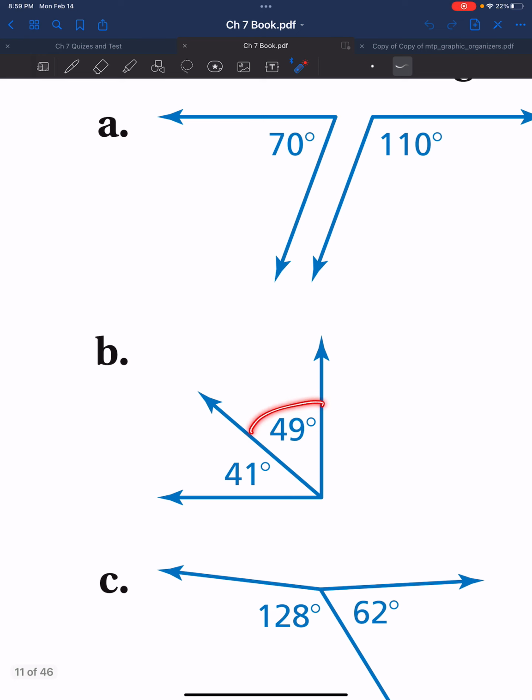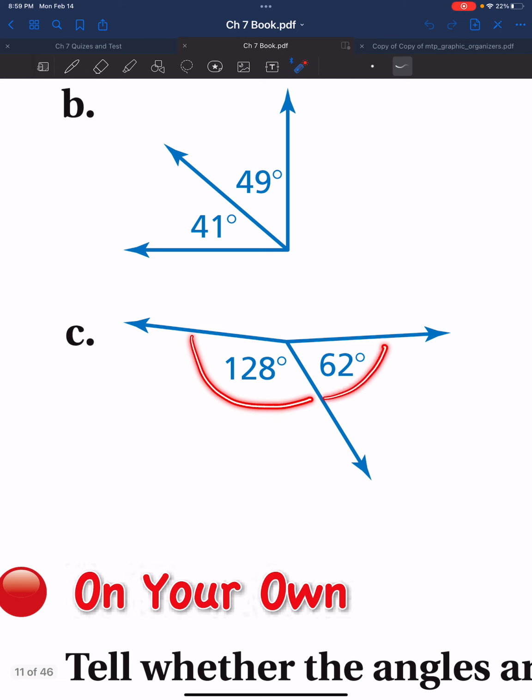All right, B. What's 49 plus 41? Well, 9 and 1 make a 10. Add that 1. So 4 and 4 is 8 plus 1 more is 9. 90 degrees. So think of somebody getting a compliment and them taking their little wrists and going, oh wow, that was such a nice compliment. Thank you. 90-degree angle.